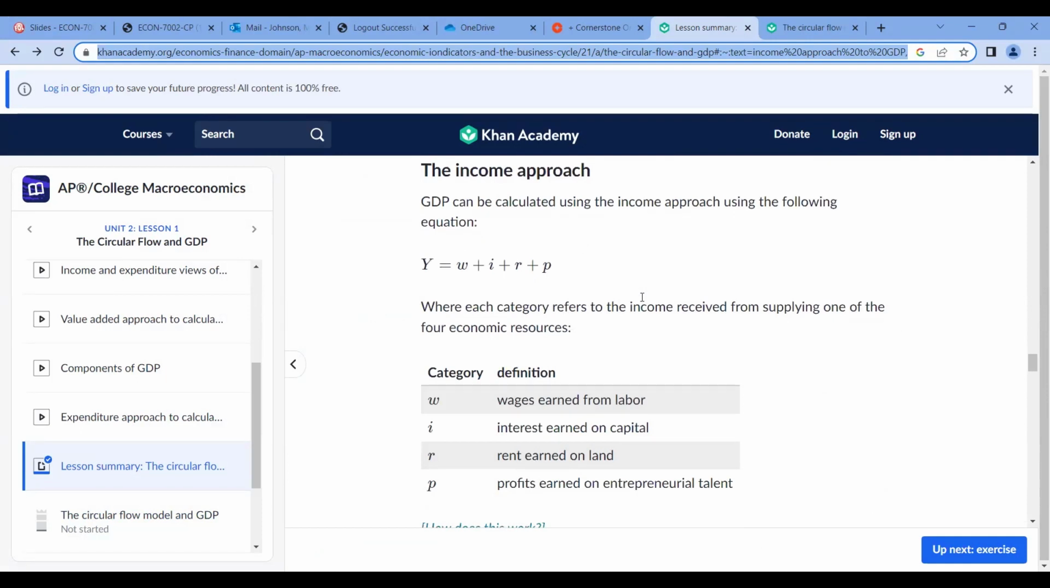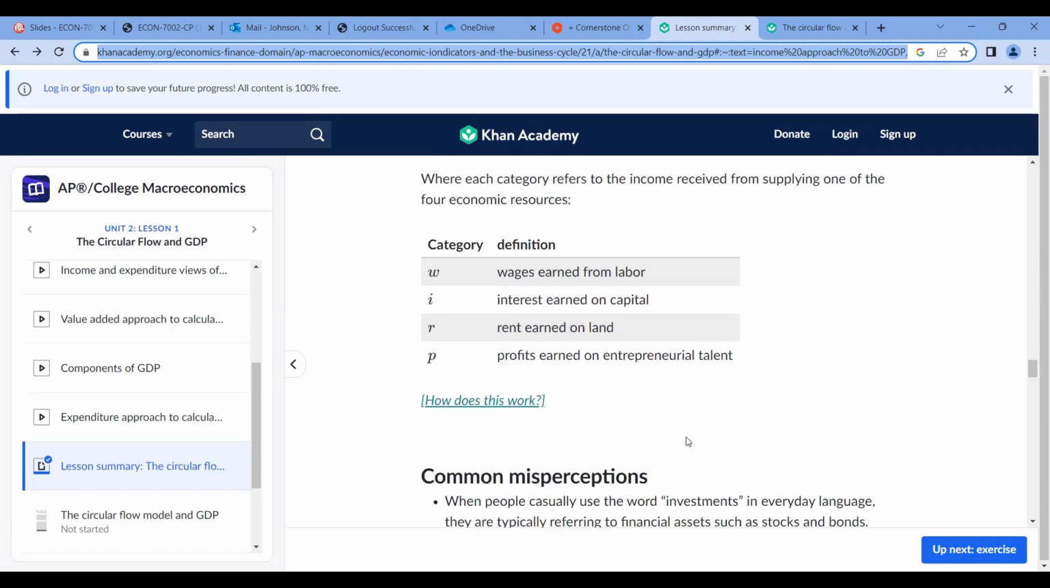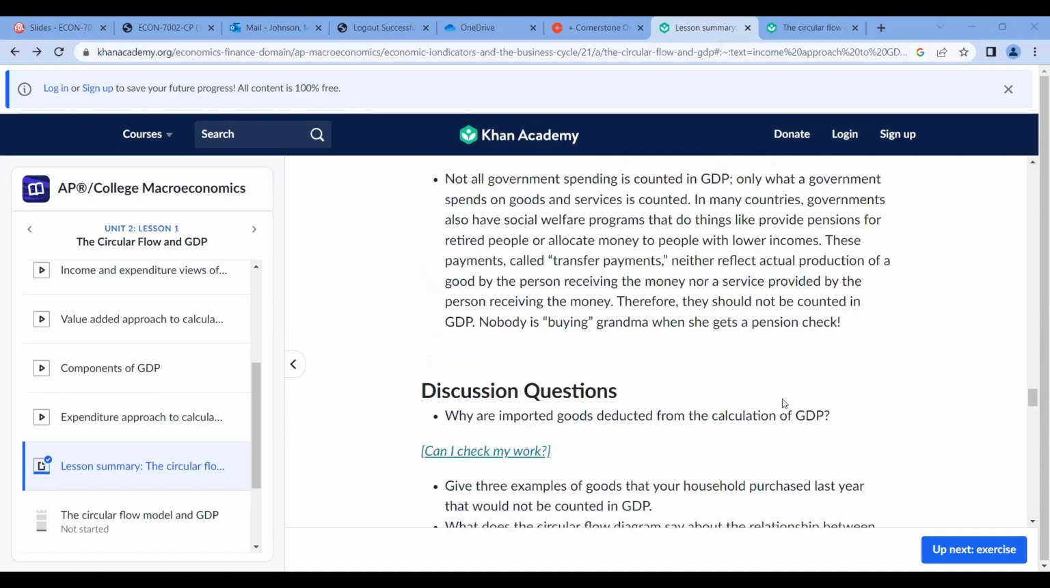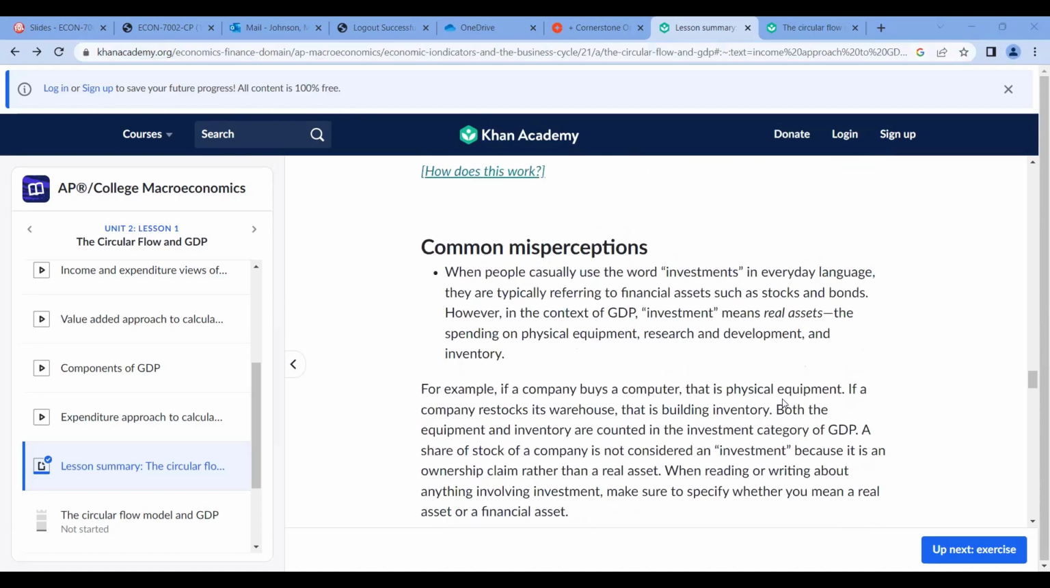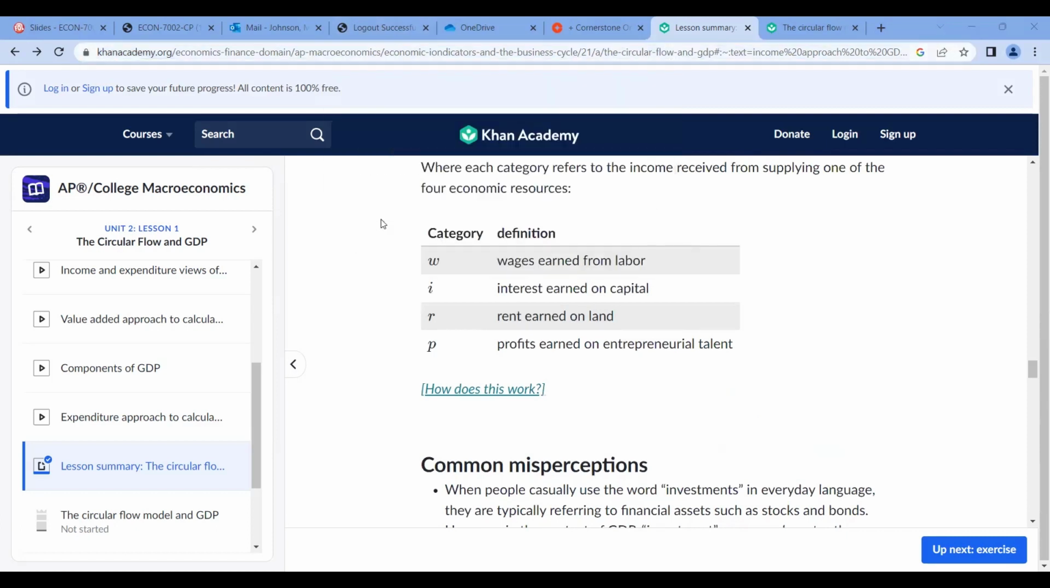And then the income approach. This is the equation of the income approach: wages earned from labor, plus interest earned on capital, plus rent earned on land, plus profits earned on entrepreneurial talent. That's how you calculate it through the income approach. Both would be equal to each other. This is the link, I'll put it in the chat again, because we'll do some questions on this.